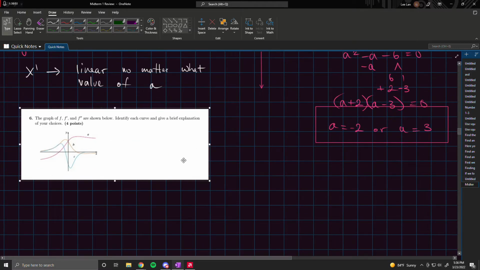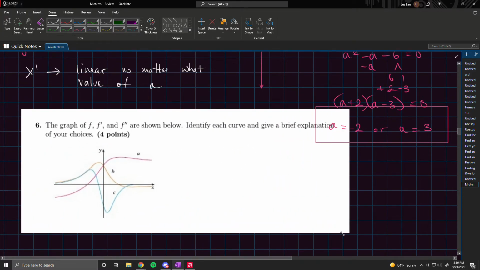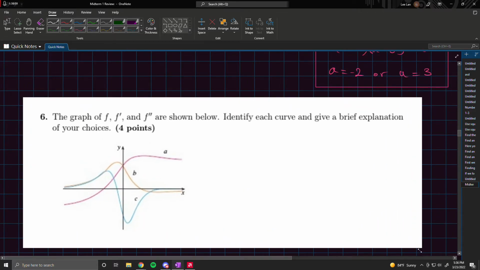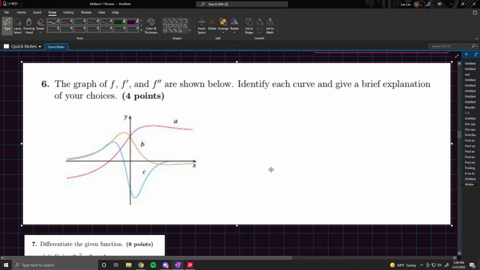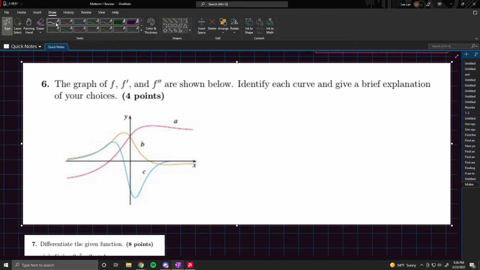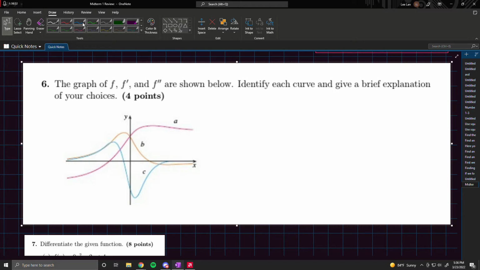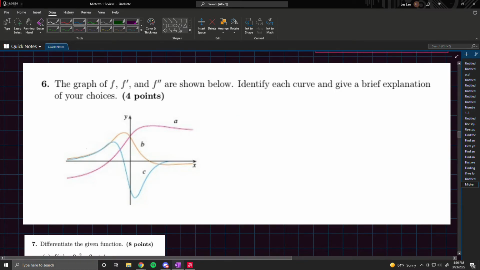Okay, let's look at 6. I think I should make this much larger so it could be easier to see the graph. So the graph of f prime and f double prime are shown below. Identify each curve and give a brief explanation to your choices. Okay. So we have f prime, and f double prime.